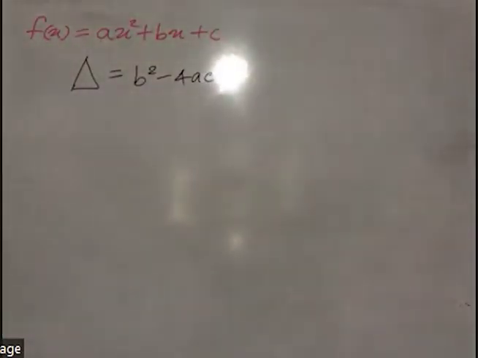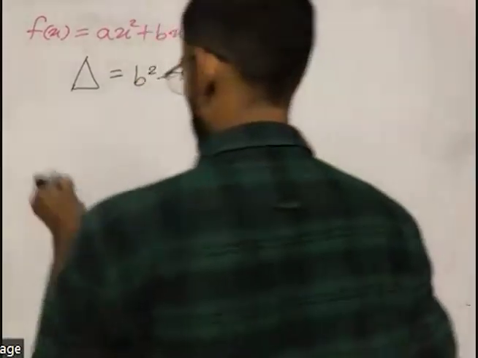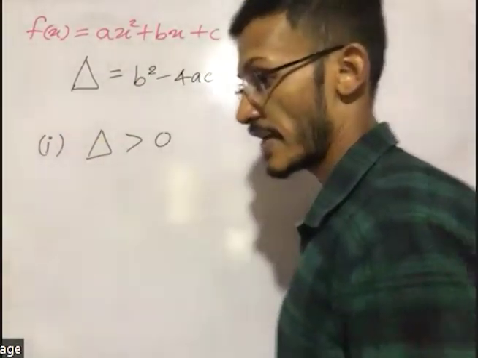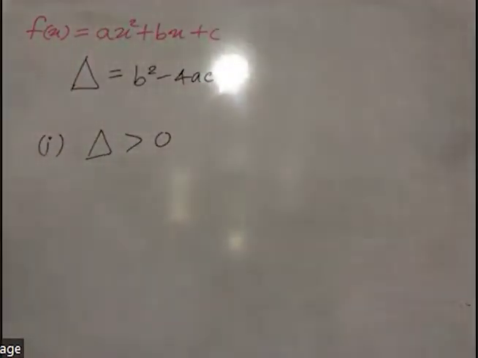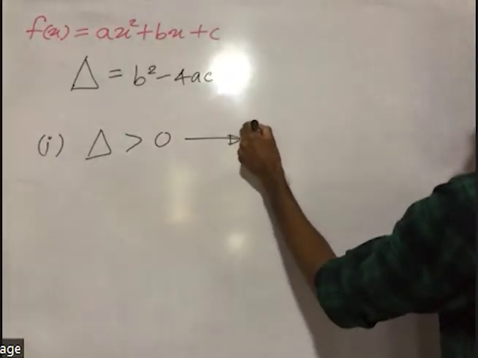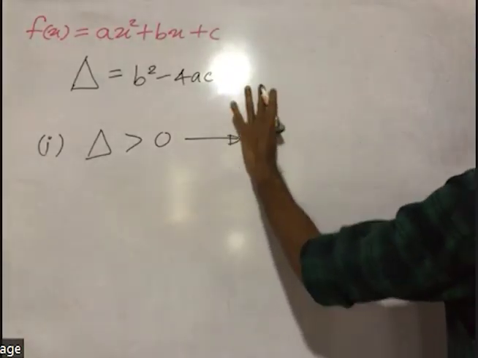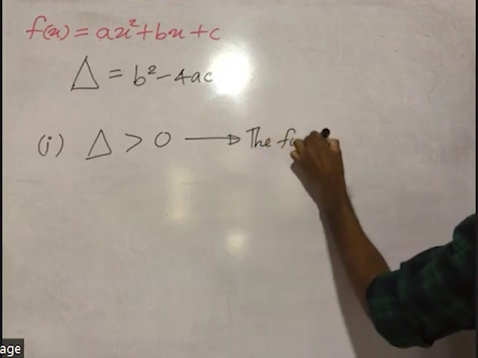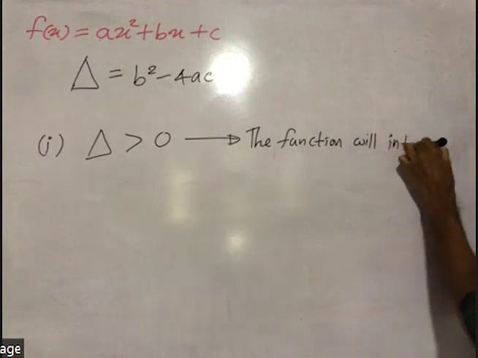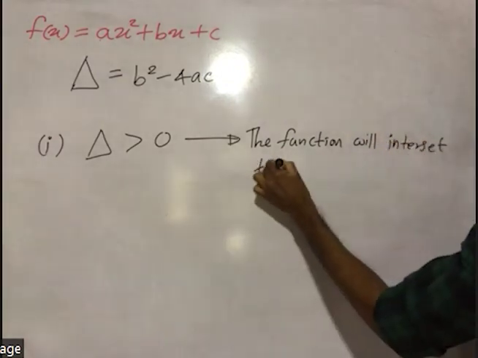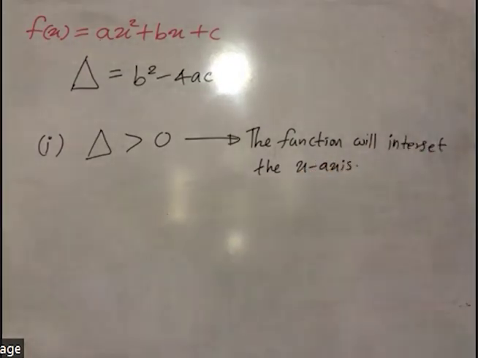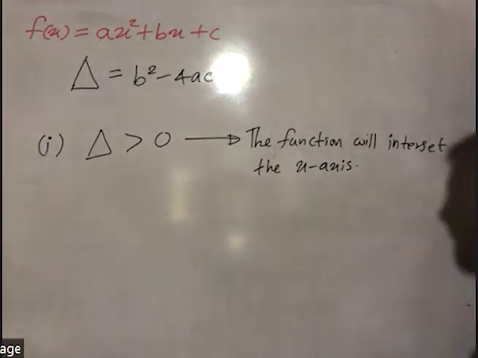Then, part 1: if delta is greater than 0, the function will intersect the x-axis. When delta is greater than 0, the function will intersect the x-axis.